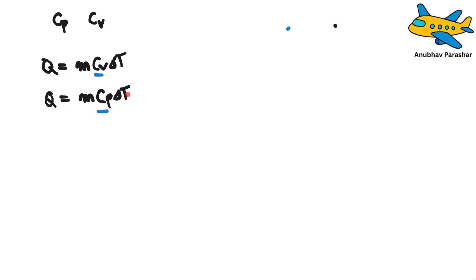Now, I'd like to introduce something very important here. For all gases, Cp minus Cv is equal to R. That is the characteristic gas constant. And the ratio of Cp and Cv is equal to gamma. Right? This is known as the ratio of specific heats.